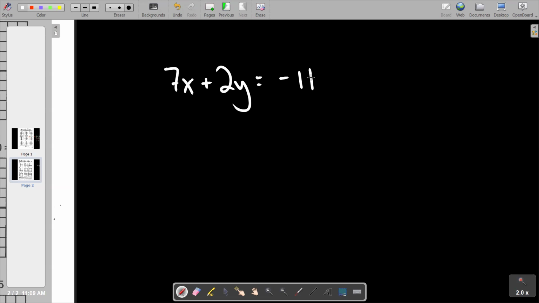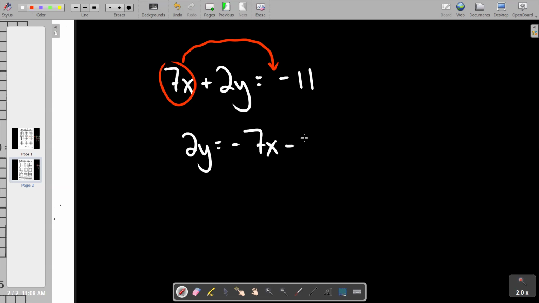How would I get y by itself? You take 7x and bring it to the other side. Yeah, tuck it right where that arrow's pointing. So my next line would say 2y equals what? Negative 7x. Negative 7x minus 11. And then what's the last thing we have to do? Divide by 2. Now, when we do that, we're going to get a couple of fractions.